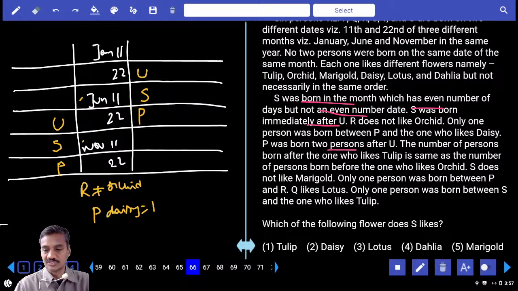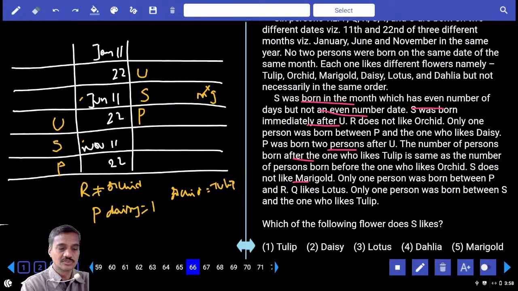And if P was born here, then P and Daisy must have exactly 1 person between them. And the number of persons born after tulip is the same as before orchid. Now orchid and tulip, the number of persons before and after must be the same. And here, S does not like marigold, so S marigold is ruled out.